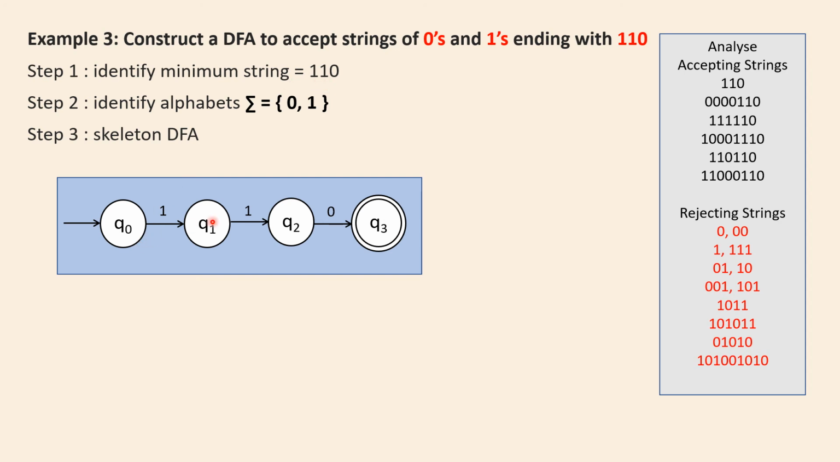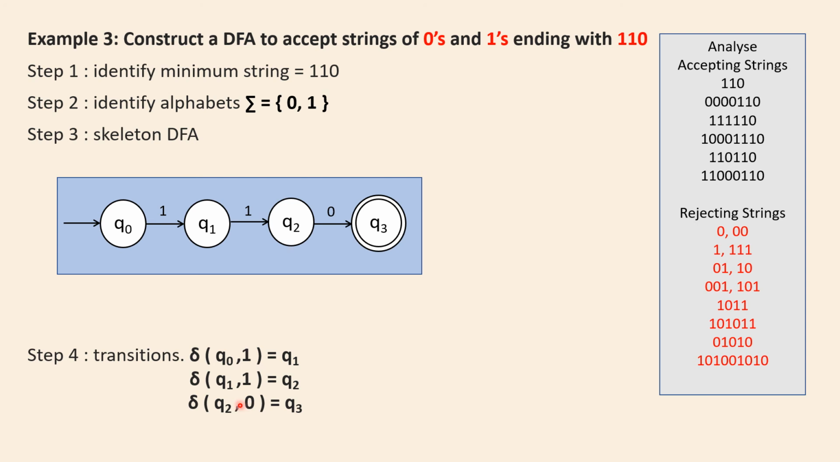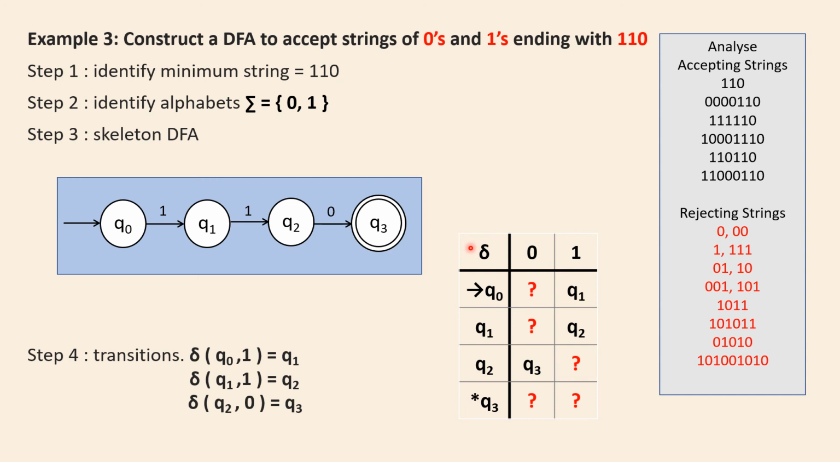So I have Q0, Q1, Q2 and Q3, where 110 is being accepted, and the transitions are here. Q0 on input 1 is going to Q1, Q1 on input 1 is going to Q2, and Q2 on input 0 is going to Q3. This is the table which we have filled. Q0 on 1 going to Q1, Q1 on 1 going to Q2, Q2 on 0 going to Q3, and the rest of the cells are still to be identified. Always remember to mark the start state and the final state.